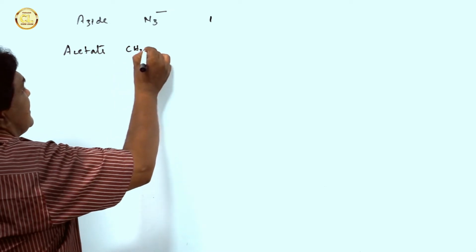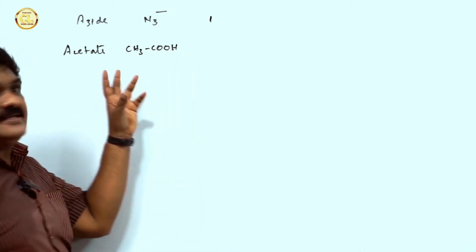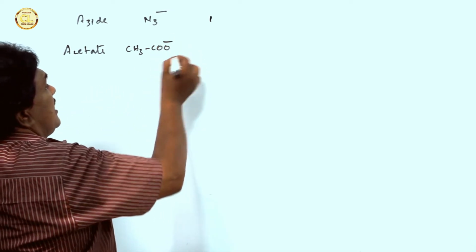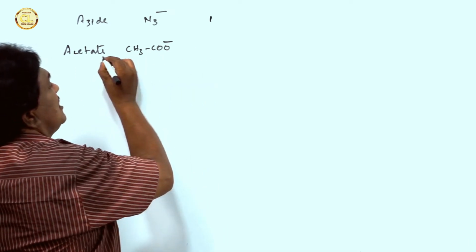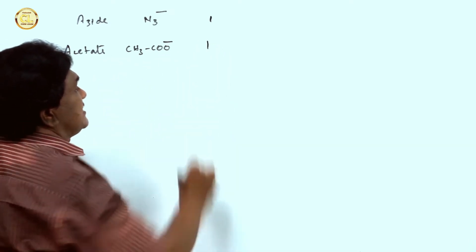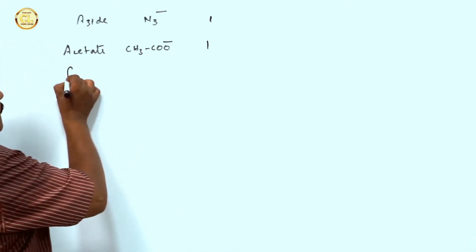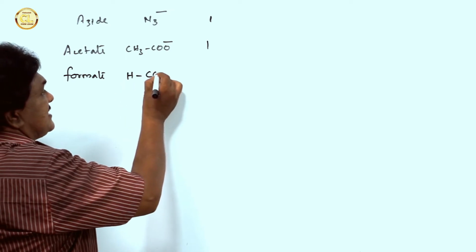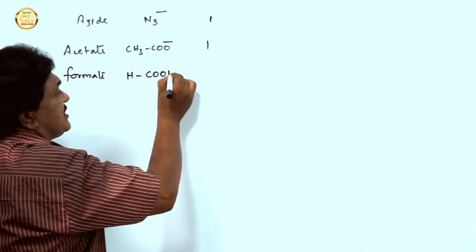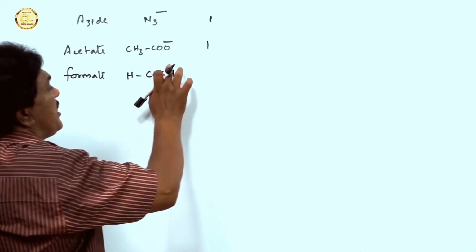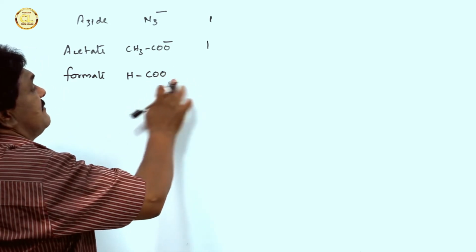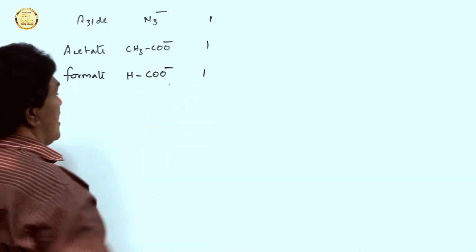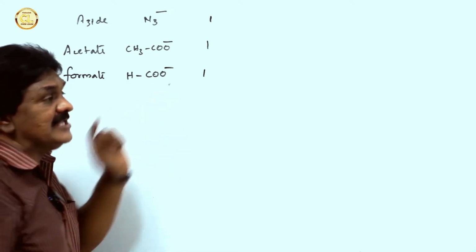Now, acetate ion. You know that acetic acid is CH3COOH. If an H plus ion is removed from acetic acid, we get a negatively charged ion called acetate. This is acetate ion and its valency is 1. Now, formate ion. You know that formic acid is HCOOH. If one hydrogen ion is removed, we get HCOO single minus. Its valency is 1. This ion is called formate.